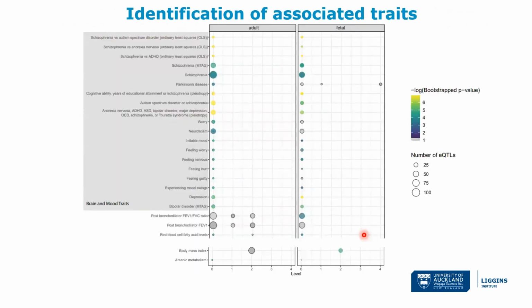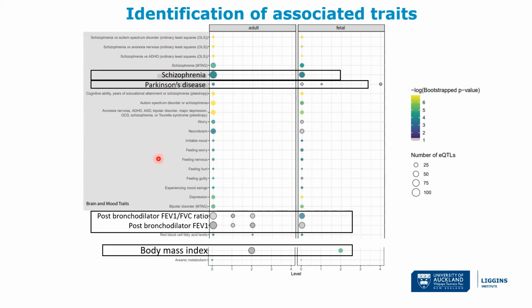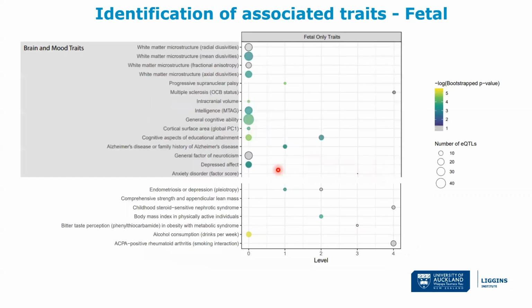What we found was an association with a large number of brain and mood-related traits. We also found some non-neurological traits, such as lung traits and BMI. However, we found a particularly large overlap with schizophrenia. Overall, there was a range of neurological traits and conditions identified, such as depression, mood-related traits, and Parkinson's disease in both the fetal and adult cortical tissue. In just the fetal analysis, so those traits that didn't appear in our adult cortical tissue analysis, we identified traits related to brain development.